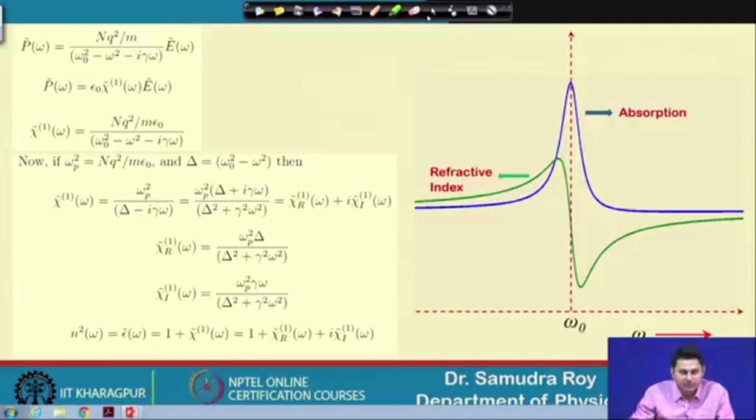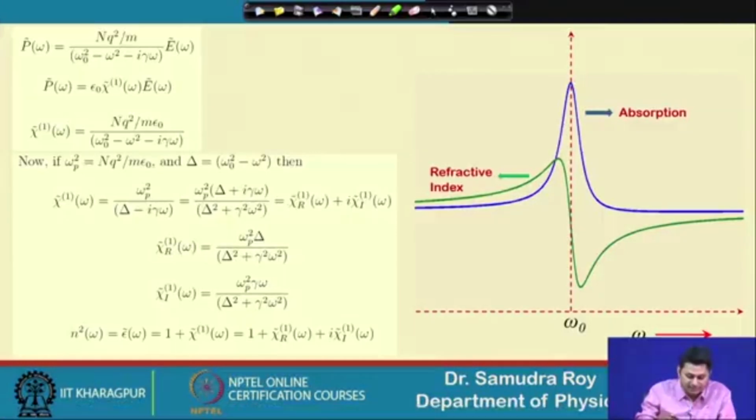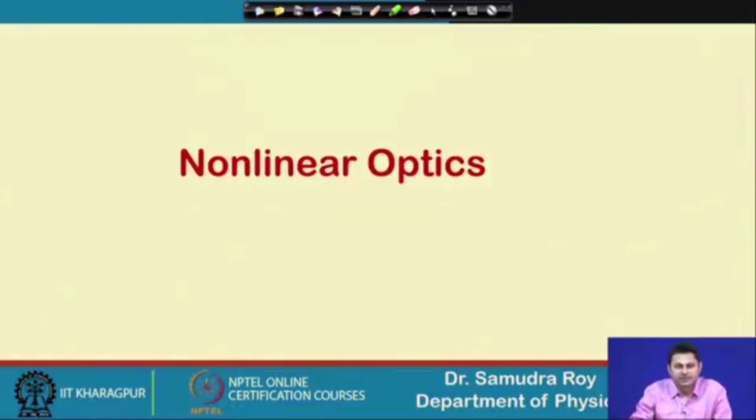This concept is important in linear optics as well as in nonlinear optics, because this Lorentz model and this mode of calculation are important, as I mentioned. In the next few classes we will discuss it in detail. Now we will go to our nonlinear optics part. From here, all the discussion will be nonlinear.